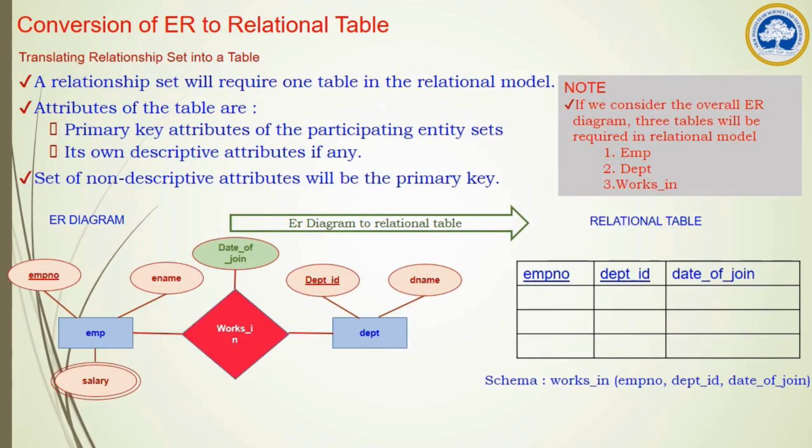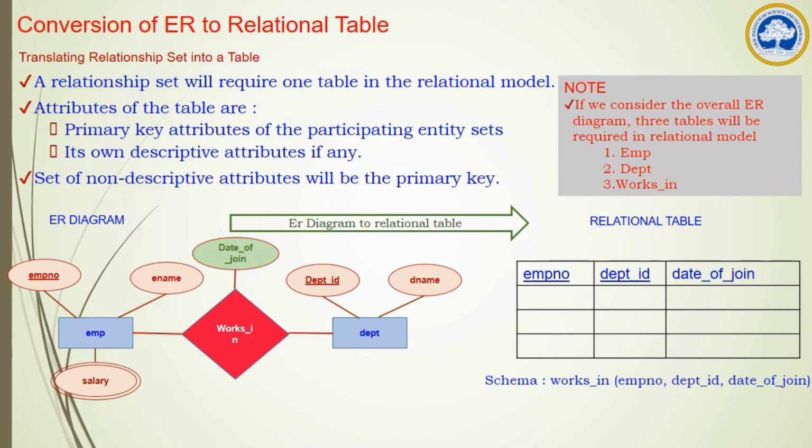Next, how to translate the relationship set into a table is discussed in this slide. A relationship set will require one table in the relational model. The attributes of the table are the primary key attributes of the participating entity sets, and its own descriptive attributes, if there are any, will also be recorded in the table.